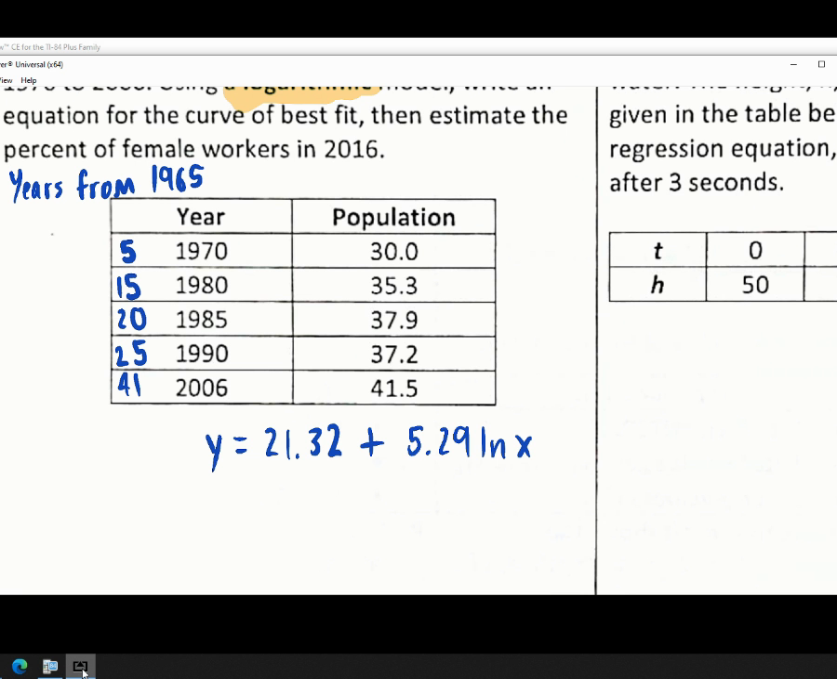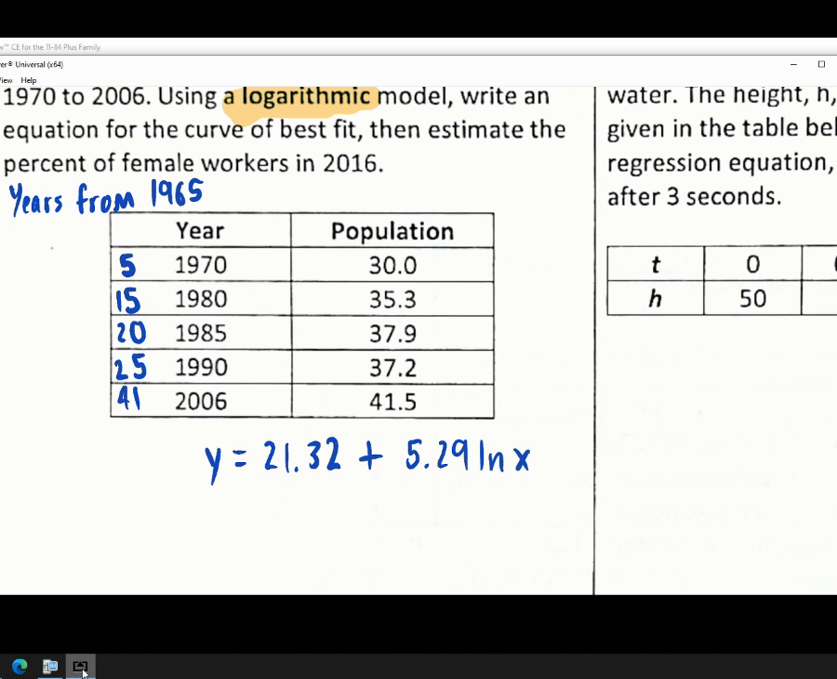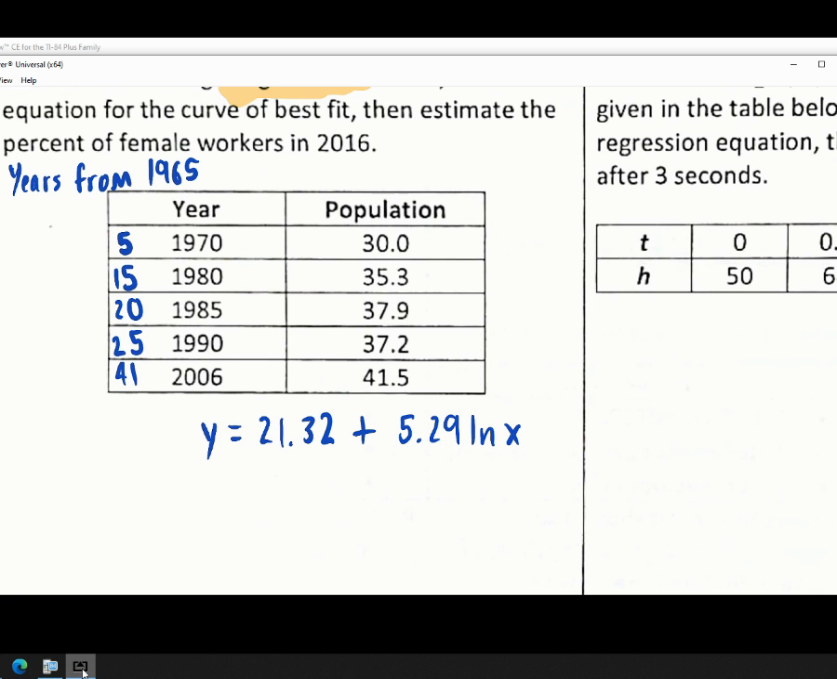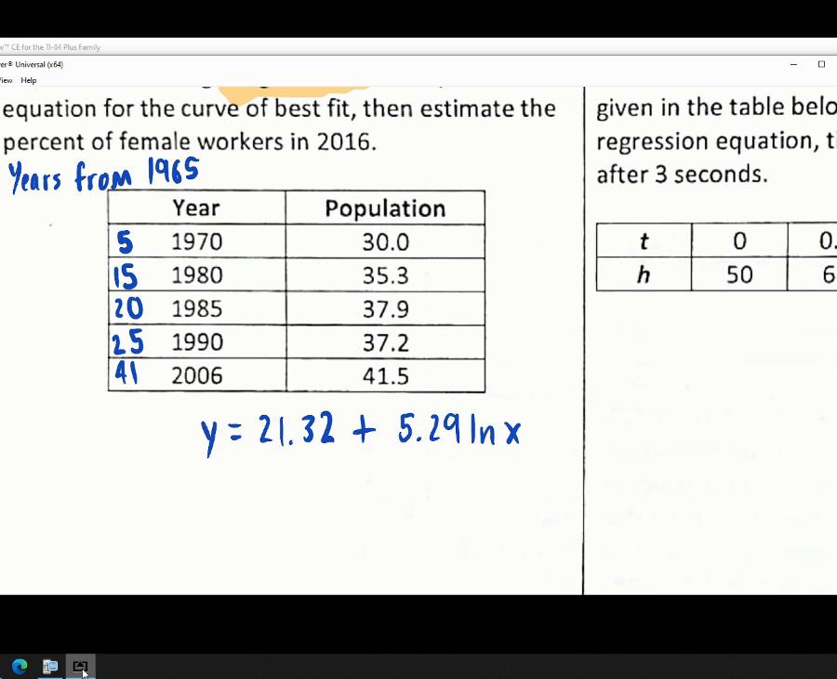Now, last question for this problem. They want me to predict what it's going to be in 2016. How many years from 1965 is 2016? Subtract for me. 2016 minus 1965. 51. So we're using the value 51. So here we go. We're going to go 21.32 plus 5.29 ln of 51.